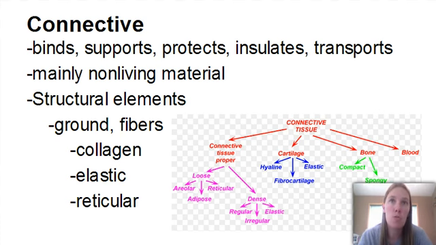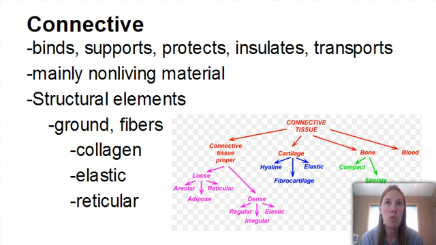Some of the tissue has a lot of blood vessels in it. Some is avascular, meaning that there are no blood vessels in it. And so we're going to talk about those. There's a lot of non-living material, that extracellular matrix that separates the cells of the tissue, that also gives the connective tissue its characteristic. There are structural elements that are pretty standard within connective tissue.